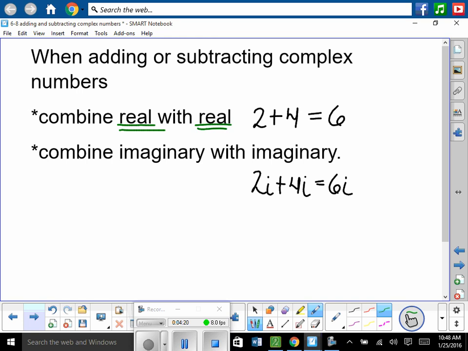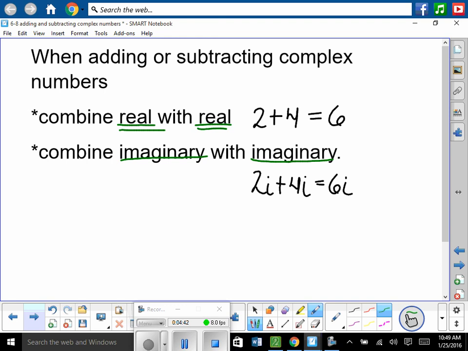So you'll combine the real part with the real part. You can only combine imaginary numbers with imaginary numbers. So you'll combine the imaginary part with the imaginary part. So really, it's pretty easy to start out with. We know how to combine like terms. We've been practicing this all year. So you can only combine like parts. Real parts with real parts, imaginary parts plus imaginary parts. Does everybody understand what I'm saying?